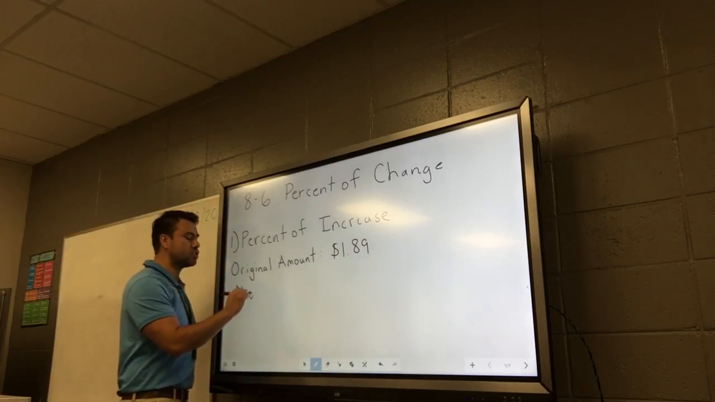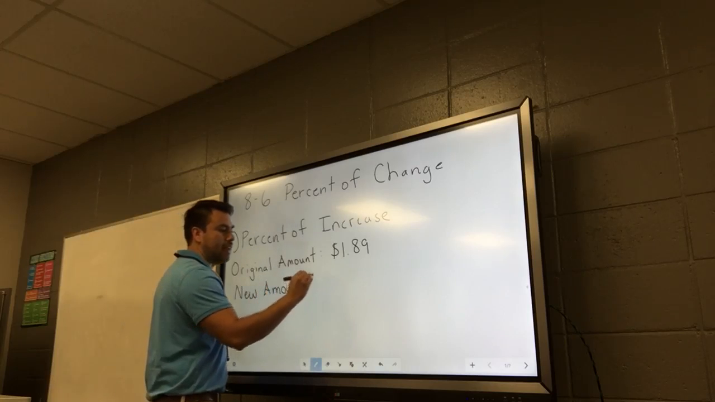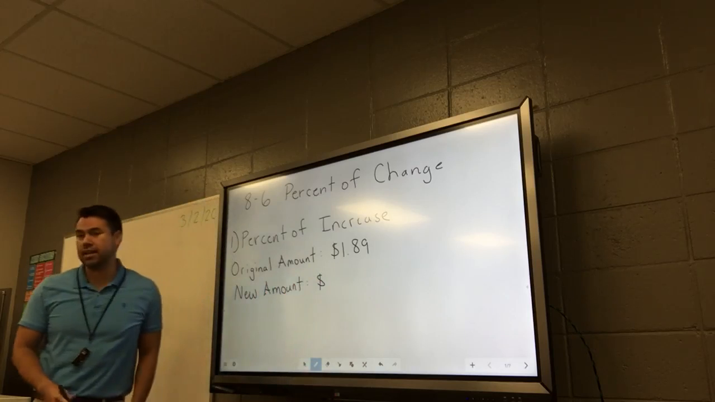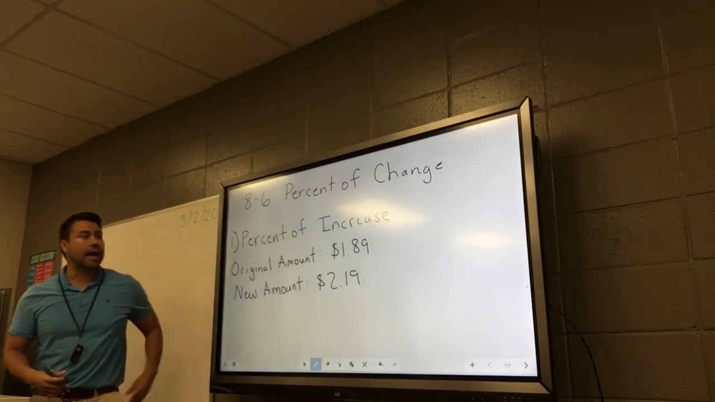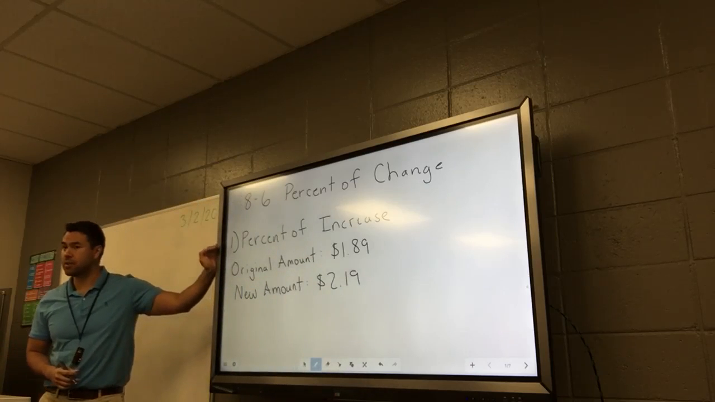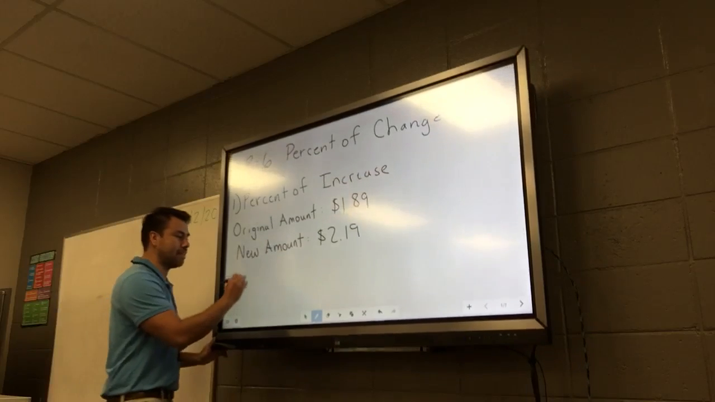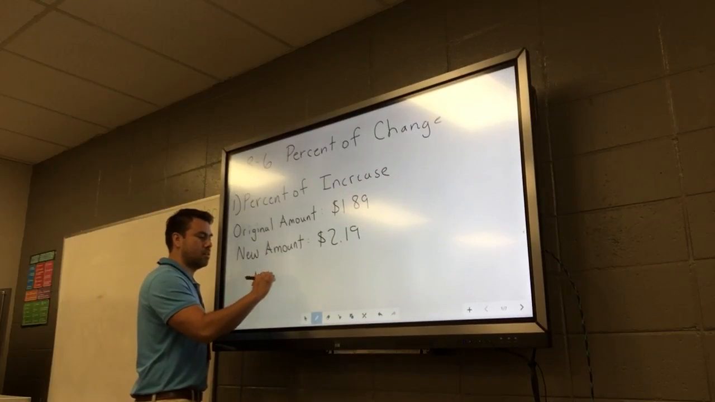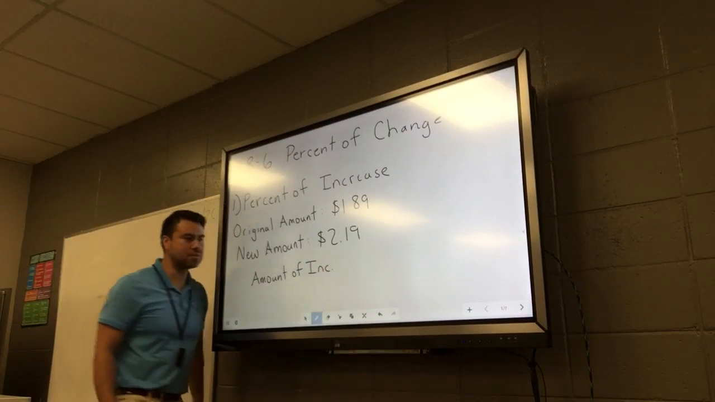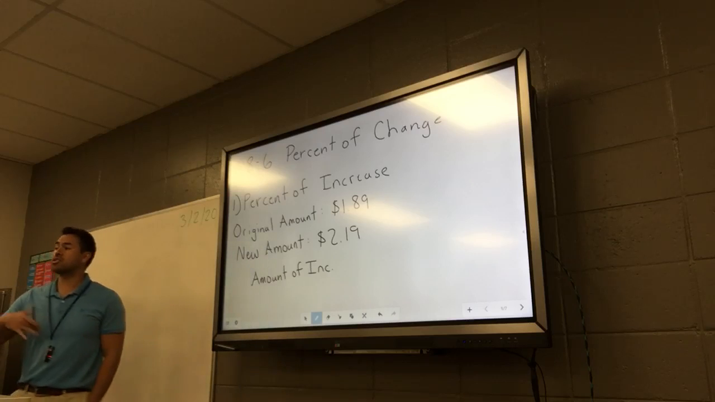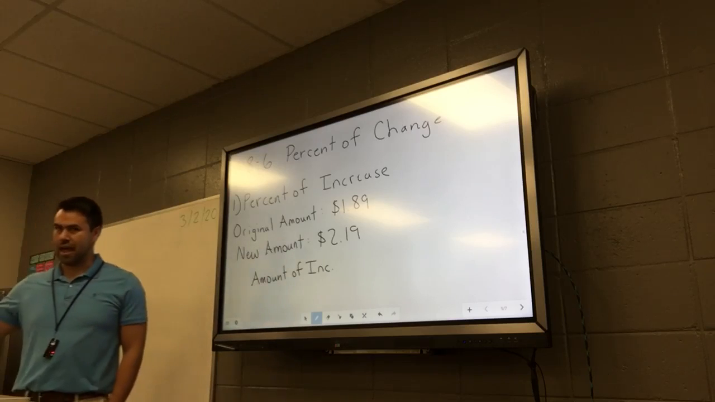But then they changed the price, and we'll call that a new amount. And they changed the price to $2.19. Okay, I'm asking for the percent of increase, but before I find the percent of increase, I need to find the amount of increase. So how much did it go up is what I'm asking for. Like dollar and cent wise, how much did it go up?